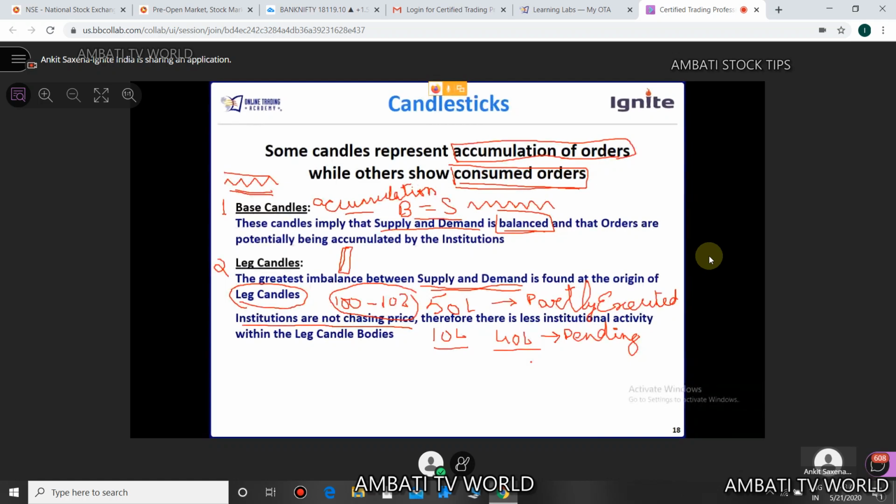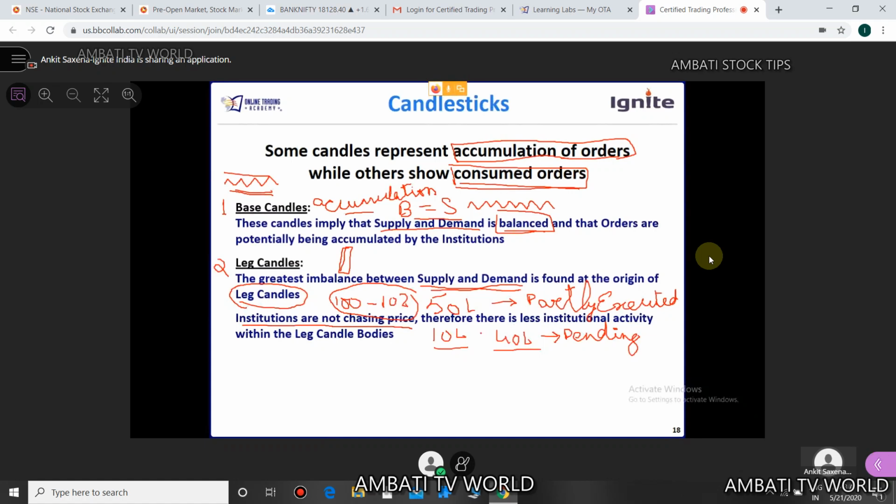It's a 40 lakh buy order which is still pending, right? The buyers are clearly more, no rocket science here. Anyone can guess it. 40 lakh buy quantities is still pending. Now, as per the law of demand, what will happen to the price? The prices will start moving upwards.